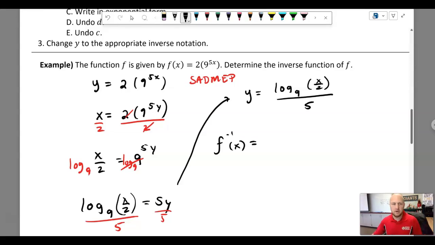And I just want to show you an alternative form that this could be represented in. When you divide by 5, you could also see this as a coefficient of 1/5. So 1/5 of log base 9 of x over 2. Again, same in the argument, you could see 1/2 x in there. Pretty easy, right?